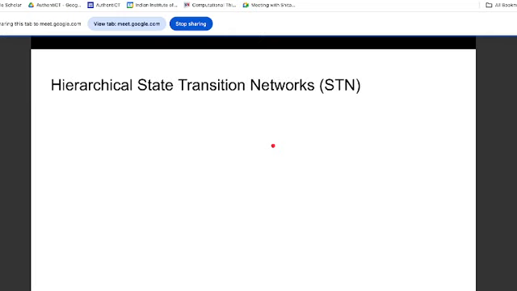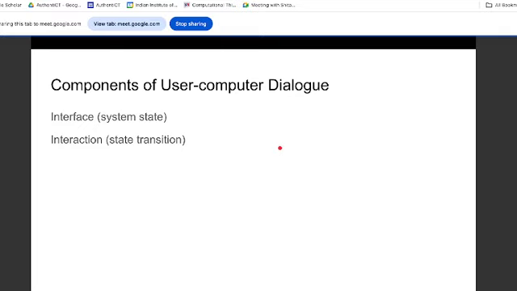One of the examples of this is hierarchical state transition networks.